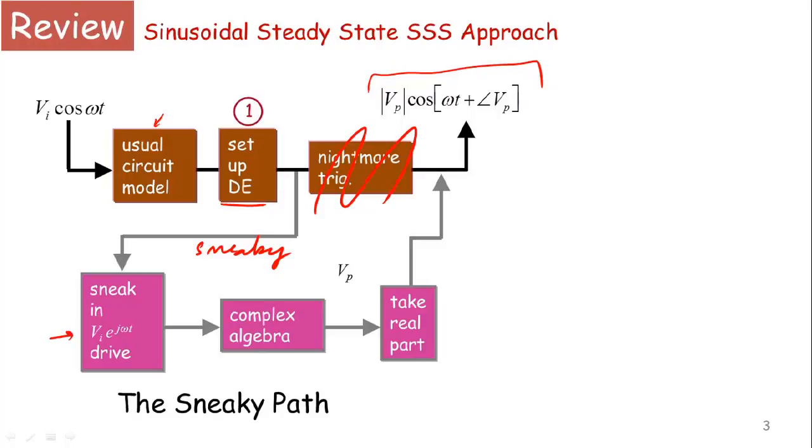And by and large, I want you to recall, we also use a shorthand notation, V e raised to st, where s is a shorthand notation for j omega. Let me just clean that up a little bit for you. So we sneak in our Vi e raised to j omega t, or Vi e raised to st drive.